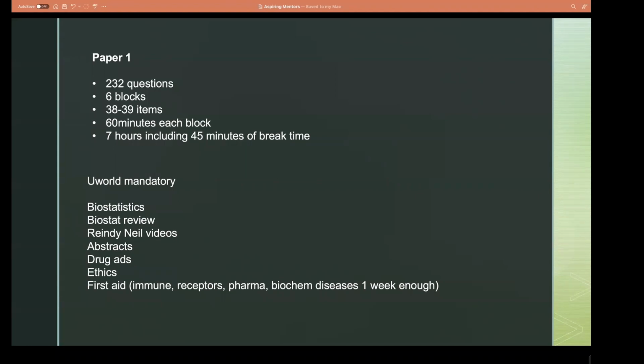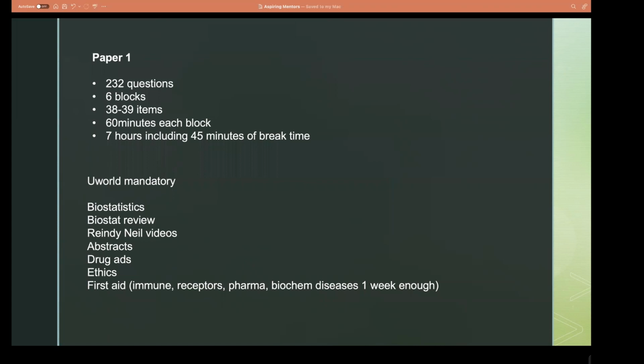And how do you prepare for paper 1? Definitely you have to practice your UWorld. As I told you, biostat needs to be strong. You have to revise your biostat review, that we already did in Step 1, and it is in NewWorld of Step 3 as well. If your biostat questions and drug ad questions are weak, you can watch Randy Neal videos, because in each and every block you will see 2 biostat and at least 2 drug ad questions. That was in my paper.